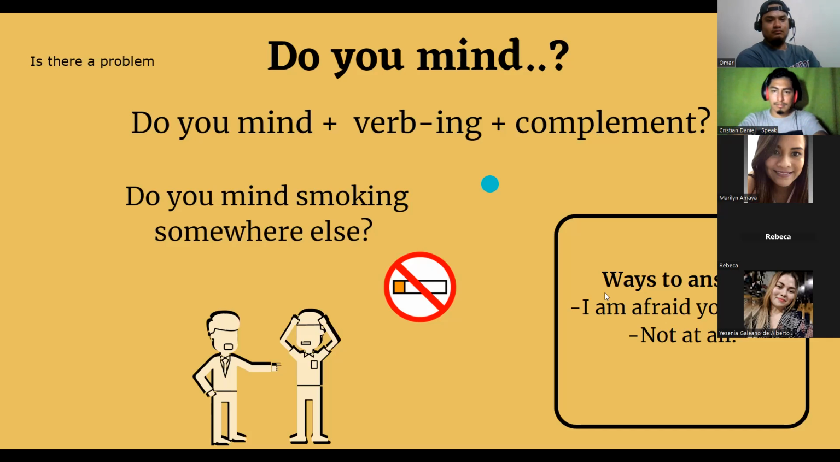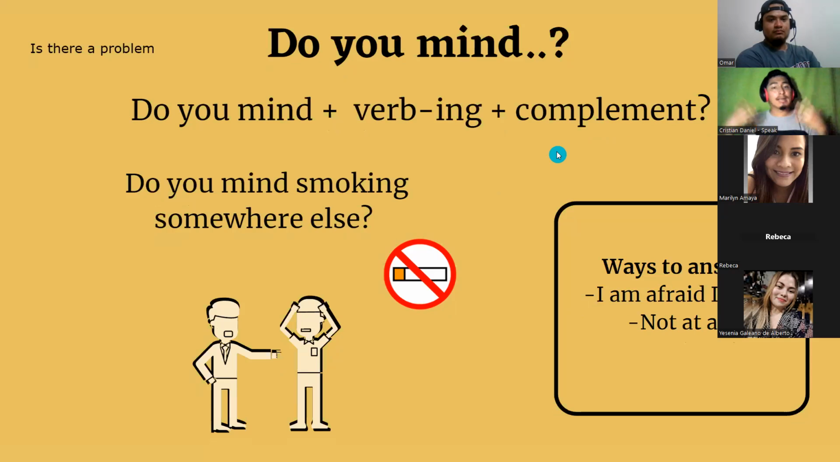Ways to answer. I'm afraid you can't. Not at all. Okay, give me a second. Very good. Well, guys, I will change something in the ways to answer: we don't say, I am afraid you can't. The thing is, I am afraid I can't, okay? So it means, everybody, I have problems with that request, okay? So I am afraid I can't. I'm sorry, but I can't, okay?